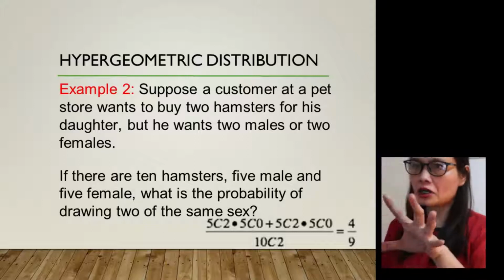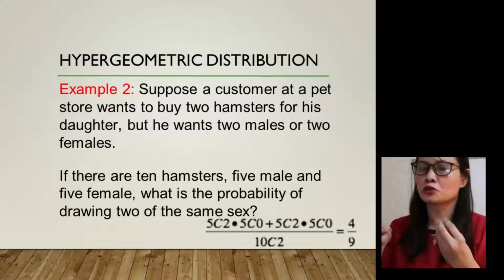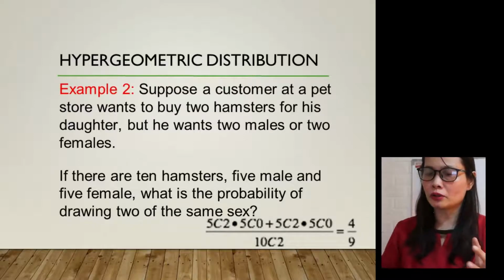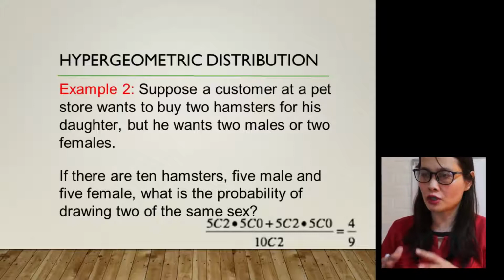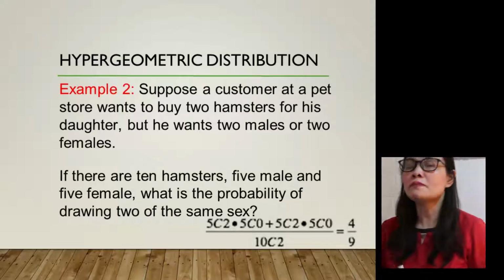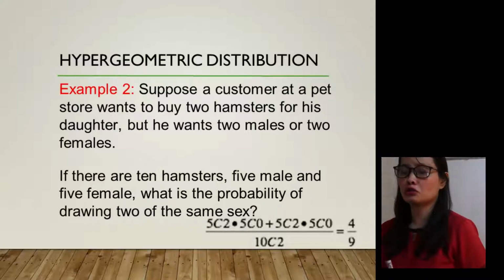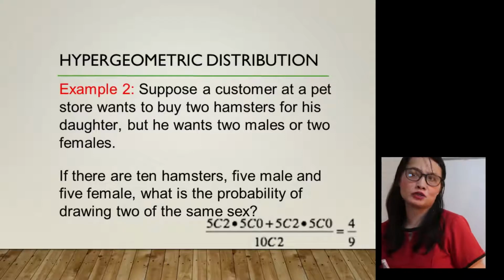So in this particular example, we're talking about 2 groups. If you're talking about groups, you're referring to hypergeometric distribution. So we do have males and females, male hamsters and female hamsters. So you're talking about group. So if it's a group, it's a hypergeometric distribution.